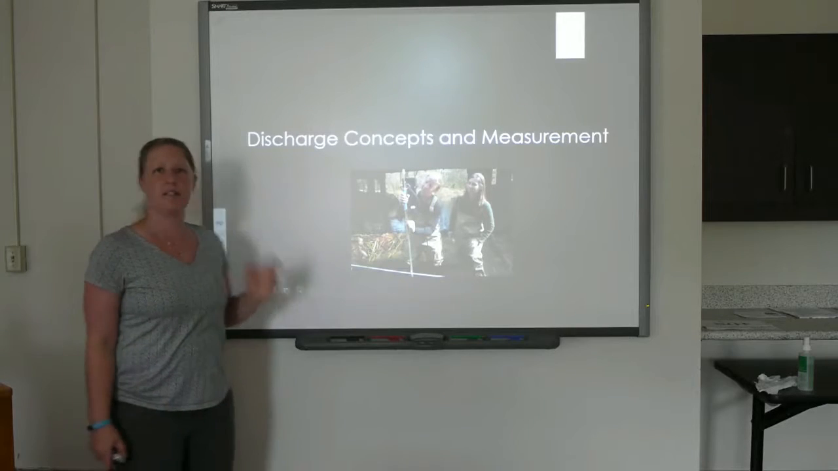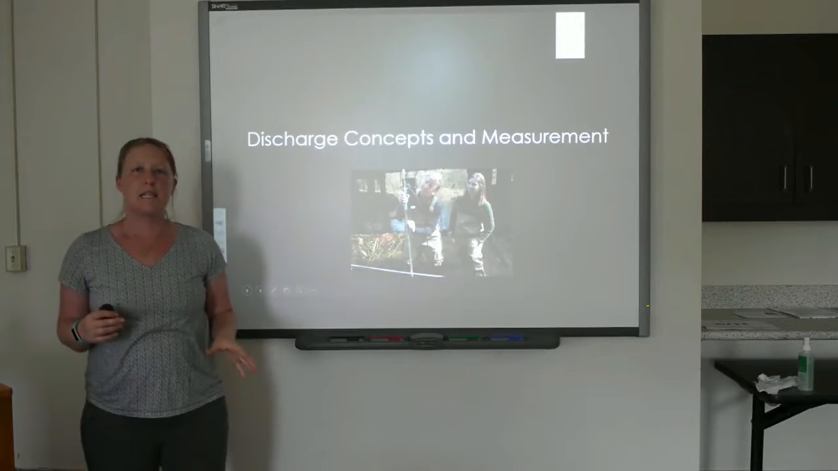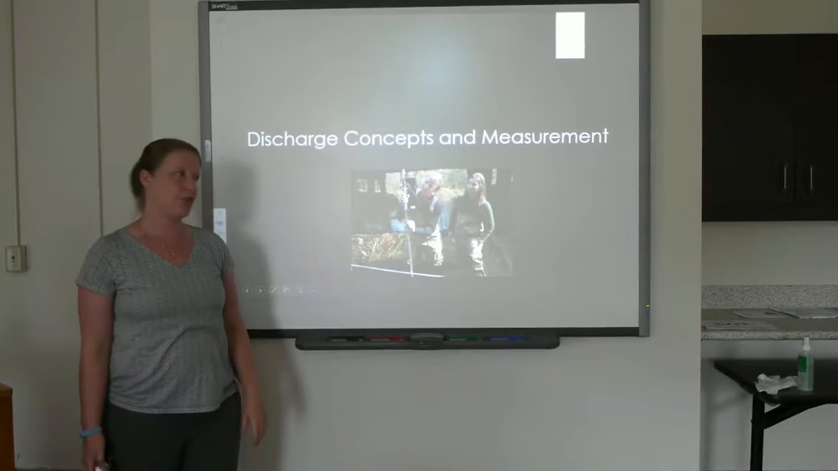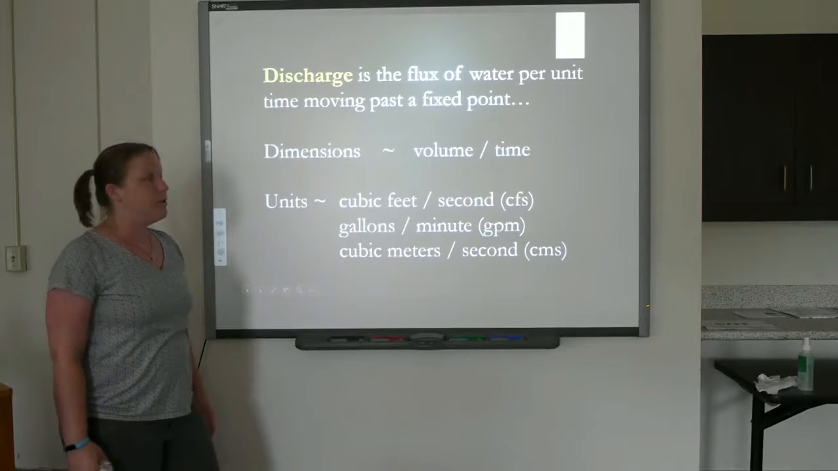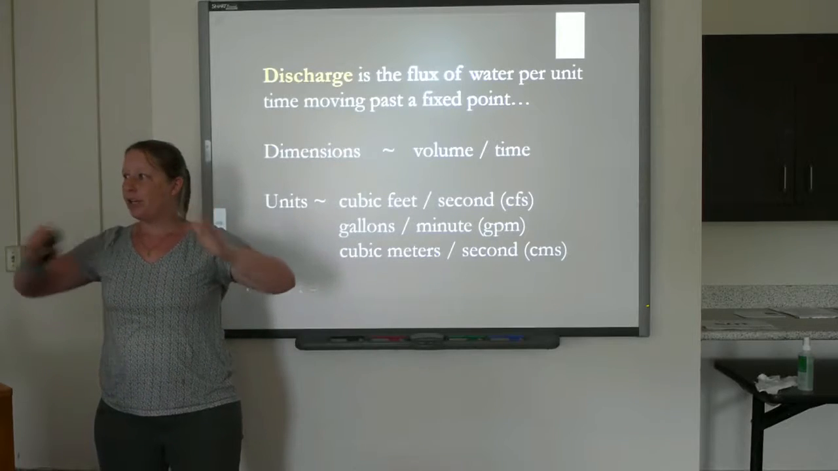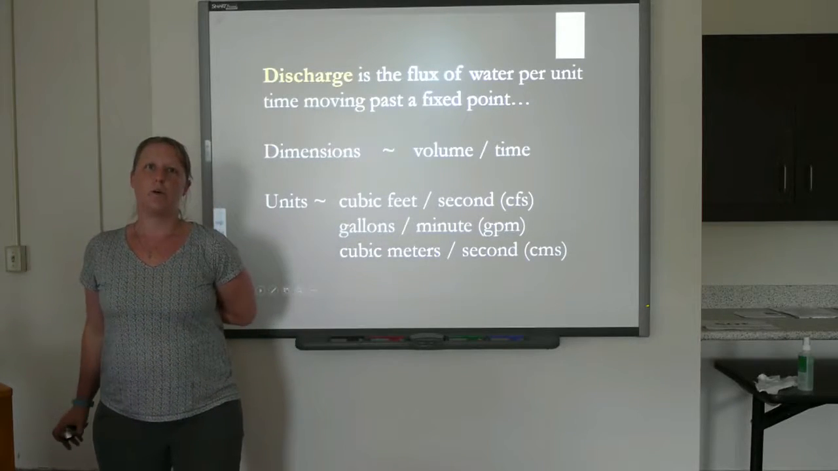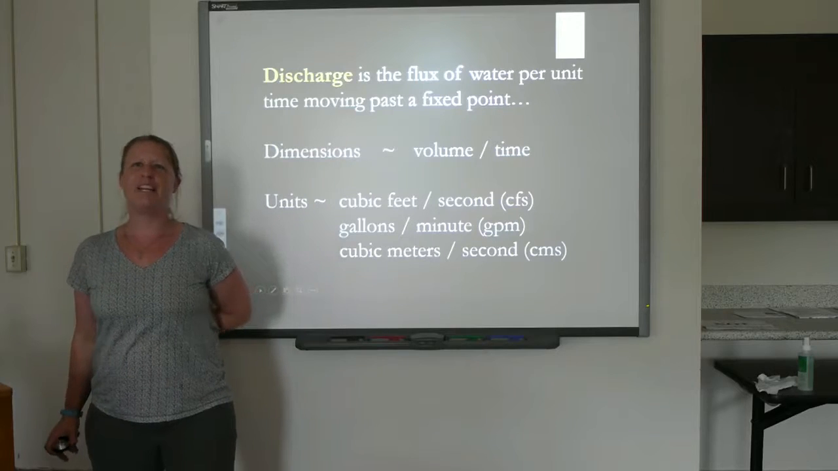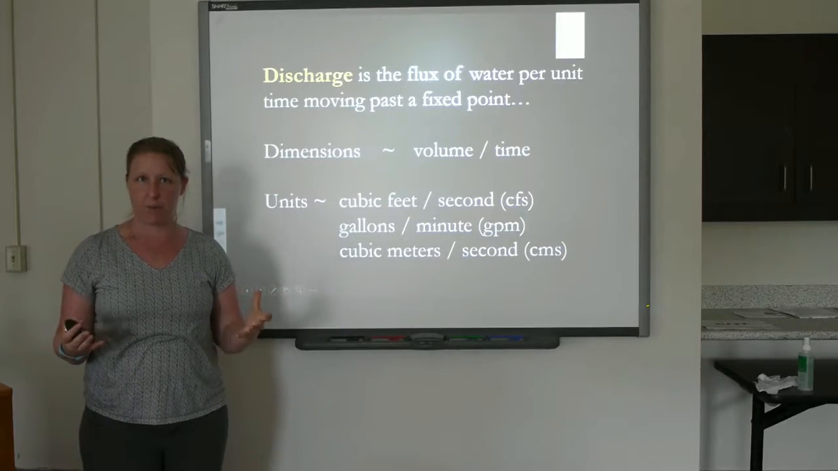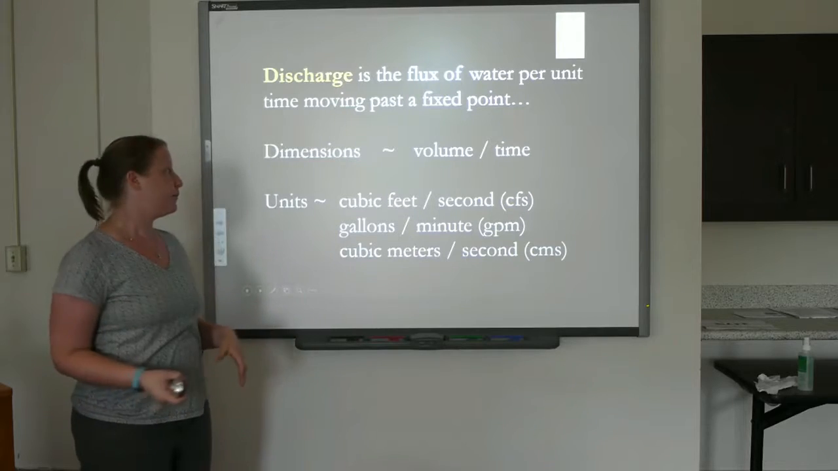In this video, we're going to talk about the concepts and the measurement methods for discharge or flow rate of a stream. So flow rate is the flux of water per unit time moving past a fixed point. That is a really complicated way of saying that it's the volume of water moving past a specific point in a certain amount of time.